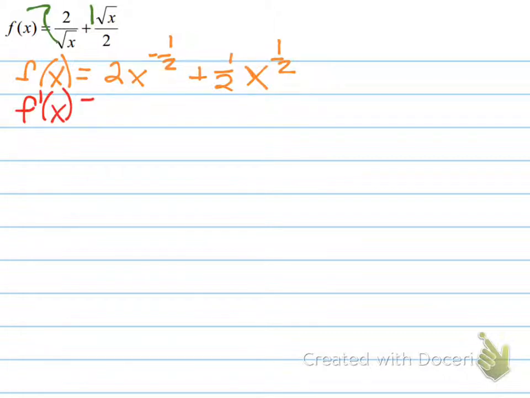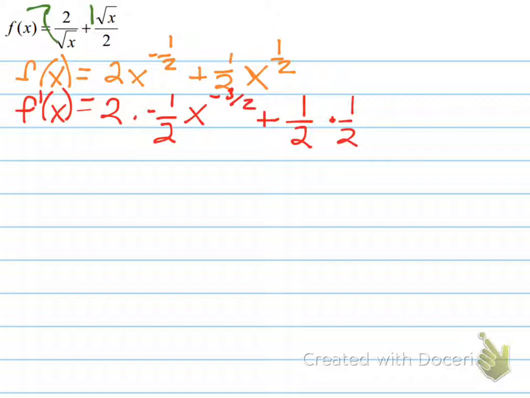So the derivative of f would leave me with 2 times negative 1/2 x to the negative 3/2 power plus 1/2 times 1/2 x to the negative 1/2 power. Coincidentally, this reduces to 1. Don't drop the negative though. Still 1 times negative 1.